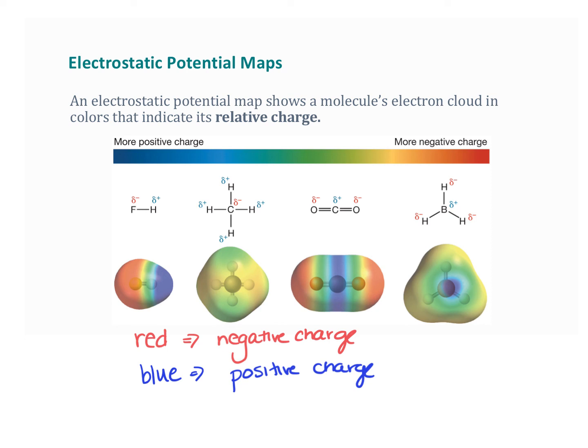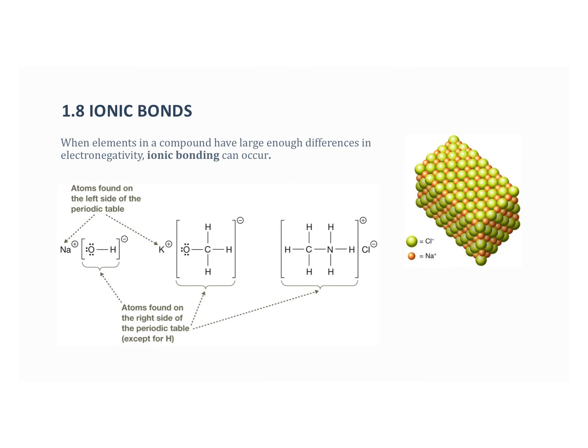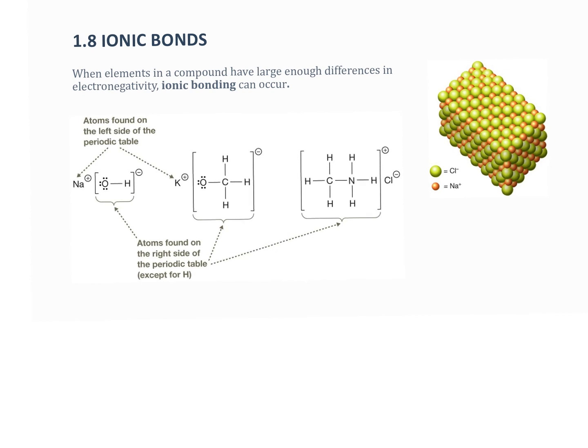Now, the last thing we're going to do in this screencast is talk about ionic bonds. And so rather than sharing electrons, the more electronegative atom acquires electrons by taking them from the less electronegative atom, and it forms these oppositely charged ions. And so when we looked at lithium before, that was an ionic bond. When elements in a compound have a large enough difference in electronegativity, an ionic bond can occur. And so that's what we saw with lithium. That was a really big difference in electronegativity.